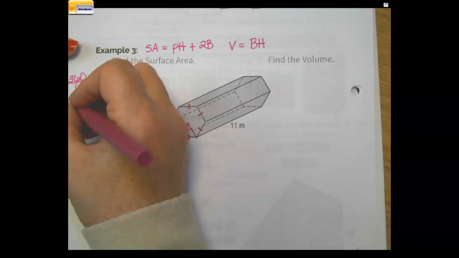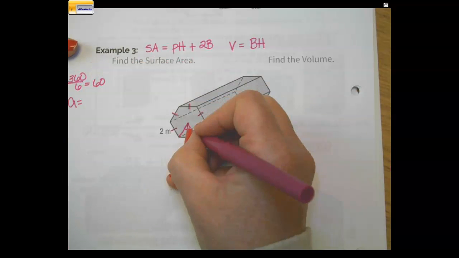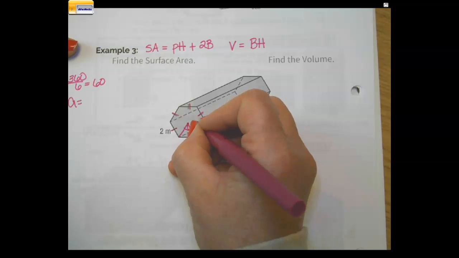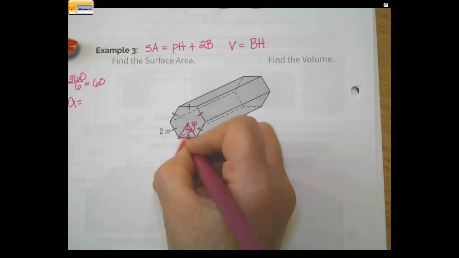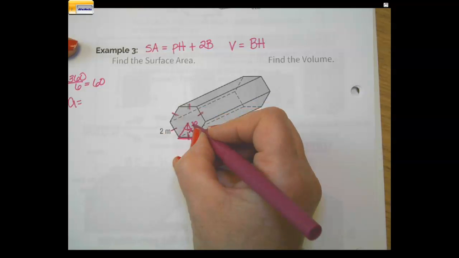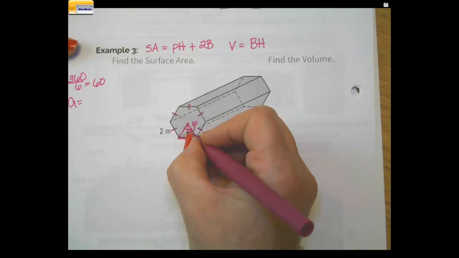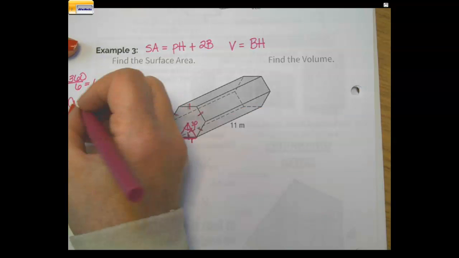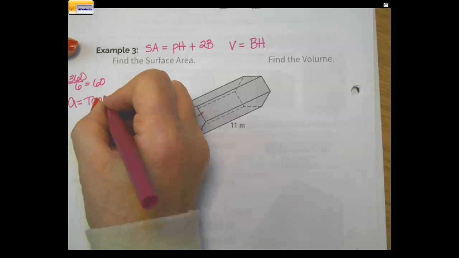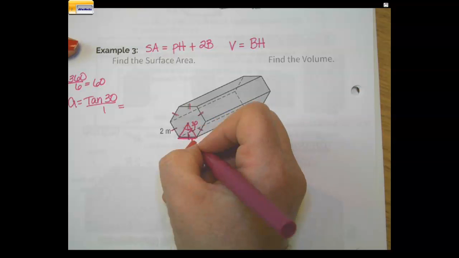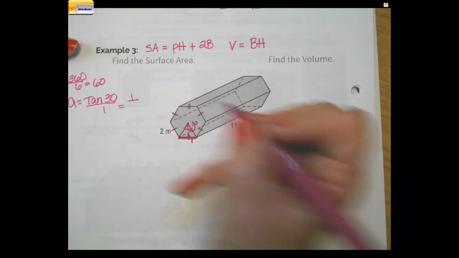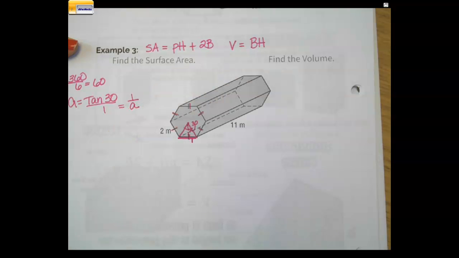So our apothem, we know that this is 30, right? Since that's 60, that little guy is 30. And we know that he's 1 because this whole thing is 2. So we know opposite and we want adjacent. So that's tangent. So we're going to say the tangent of 30 is equal to opposite, which is 1, over our apothem. And I can use that as an A.